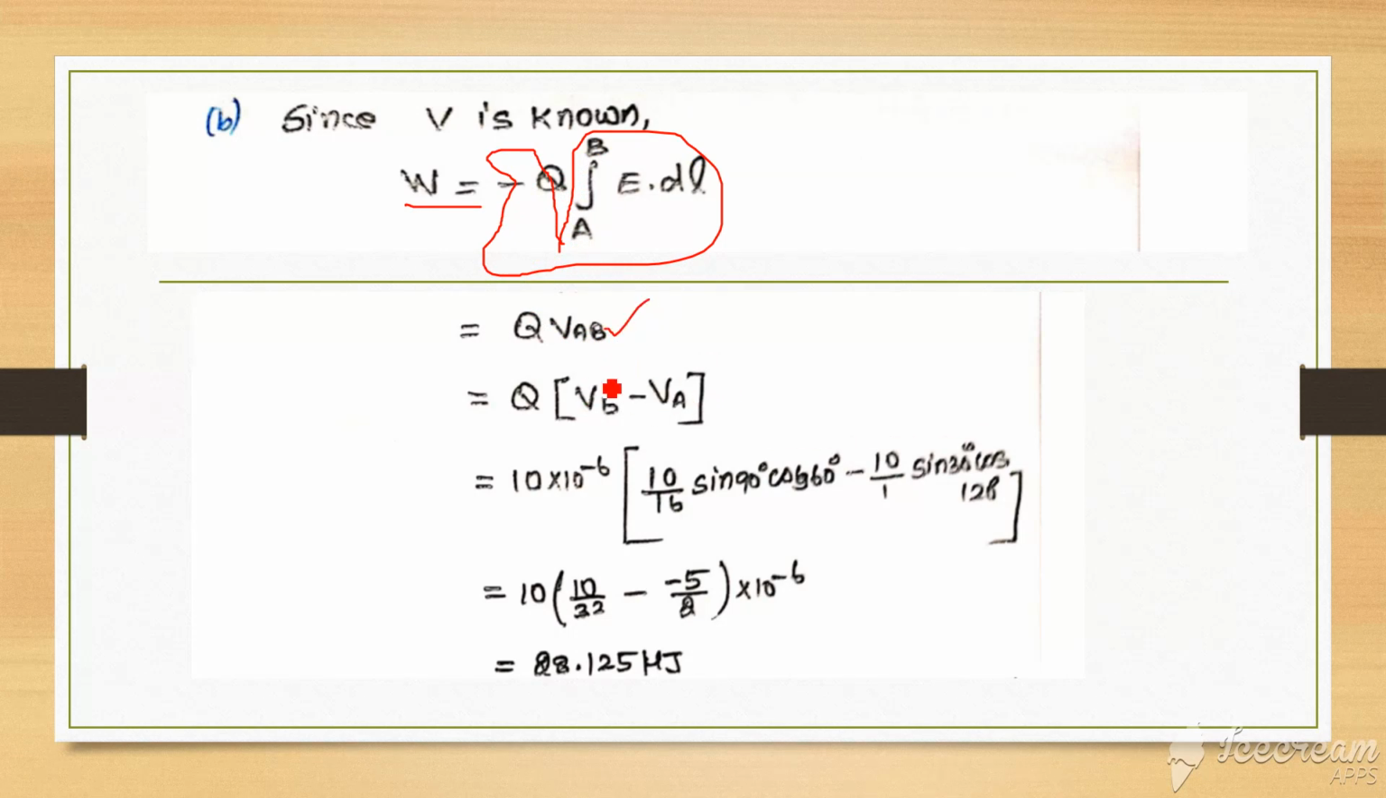Already V is given. So now we need to define V with respect to the given point B, and define V with respect to point A. Substituting point B in V, we get this expression. Substituting point A in V, we get this expression. While solving this, finally we get 28.125 microjoule. This is the second subdivision answer.